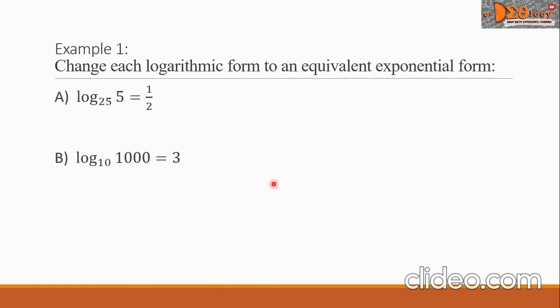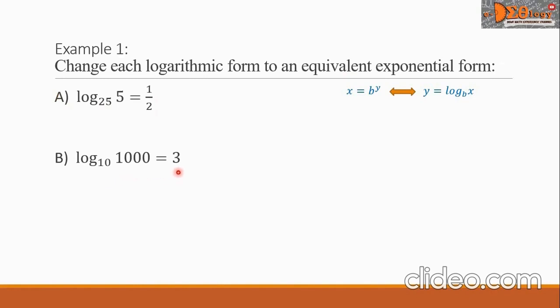Let's go now to examples. This is example 1. Change each logarithmic form to an equivalent exponential form. We have here our conversion formula. So the letter A is log of 5 to base 25 equals 1/2, and letter B, log of 1000 to base 10 equals 3.